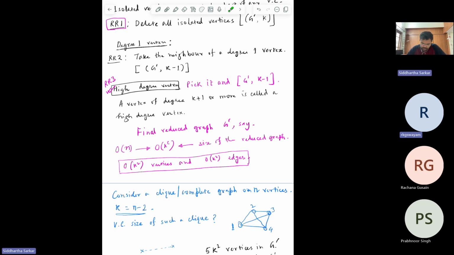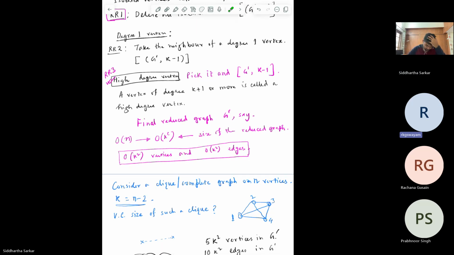Yes. Then it can be done, because then the maximum number of edges would be of the order of n squared, and if n itself is of the order of k, then it would be of the order of k squared.